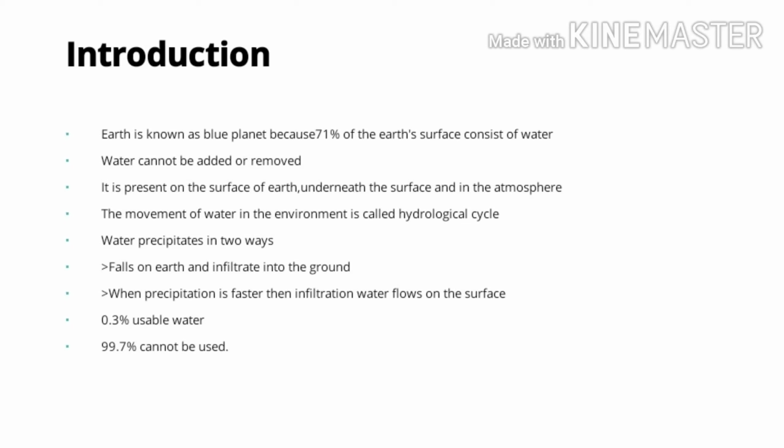There is constant movement of water in the atmosphere, and that movement is known as the hydrological cycle. The hydrological cycle not only cleanses the water, but also replenishes it. About 0.3% of the water is usable water. 99.7% is in the oceans as salty water, and in soil, ice caps, and the atmosphere.